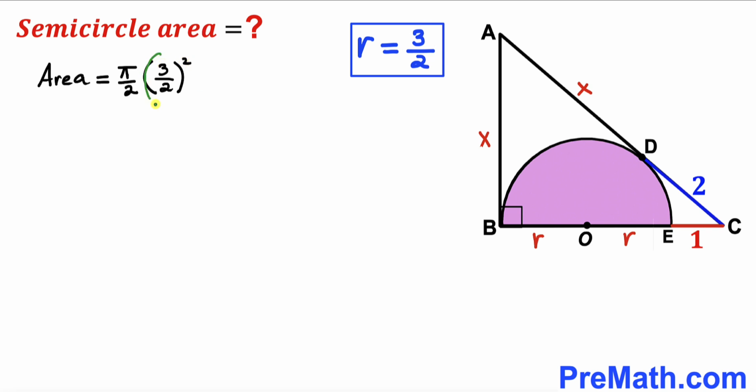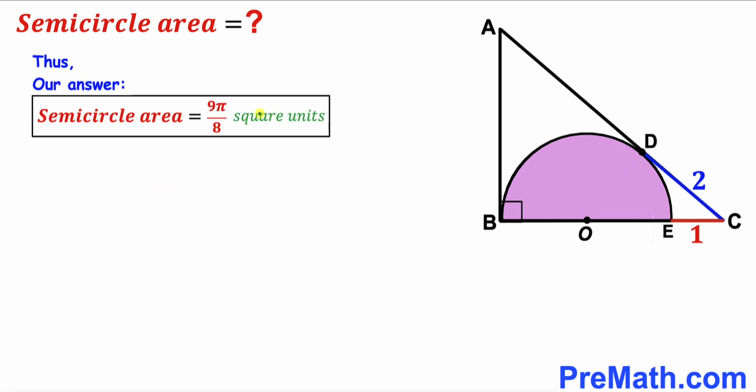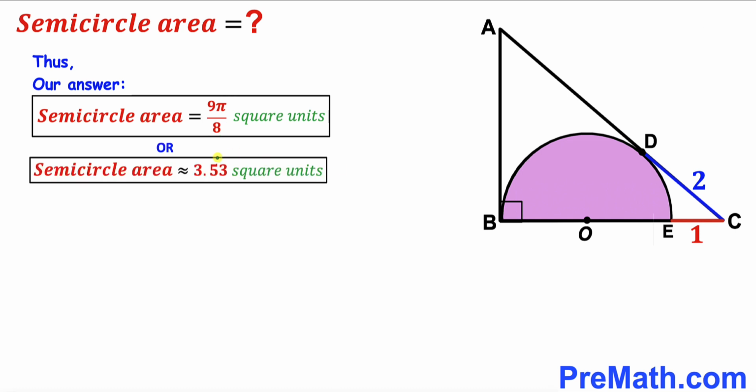Now we can see 3 divided by 2 whole square is going to give us 9 divided by 4. So we can write pi divided by 2 times 9 divided by 4, and that is going to be equal to 9 pi divided by 8 square units. So after all the calculations and manipulations, the semicircle area turns out to be 9 pi divided by 8 square units, which is approximately equal to 3.53 square units as well. And that's our final answer.